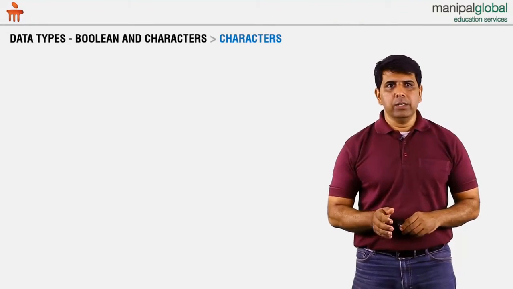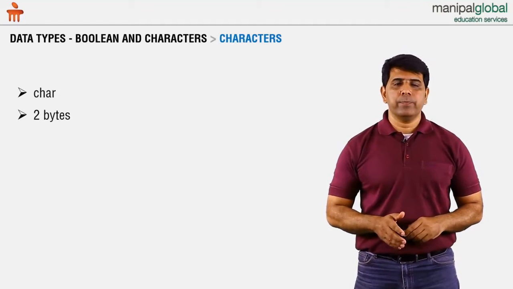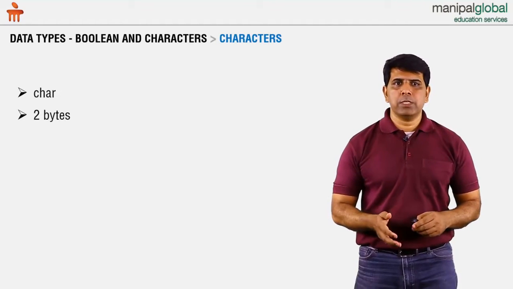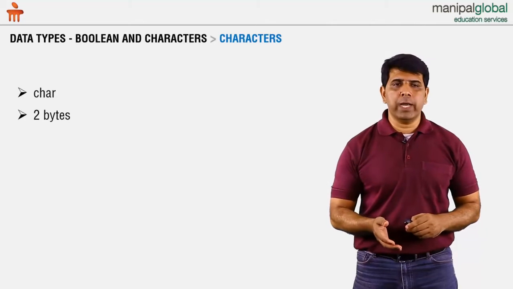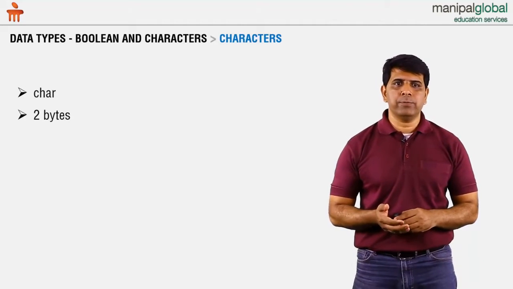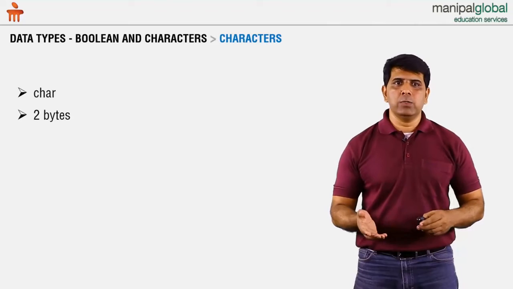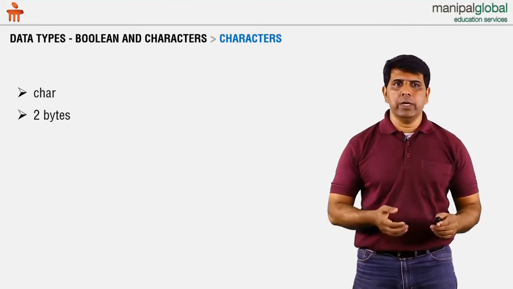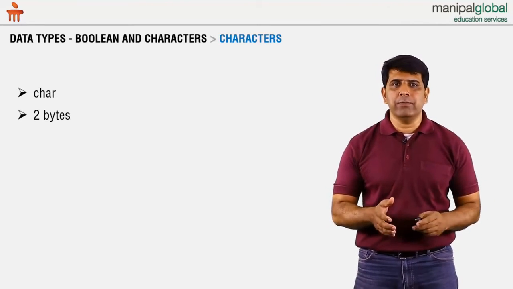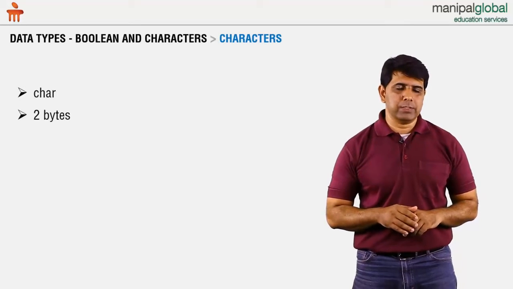Characters, on the other hand, take 2 bytes. If you are coming from C and C++, you might be wondering why 2 bytes, because there you see 1 byte of data is enough. There are hardly 26 alphabets, uppercase, lowercase. Put all of them together, you will have 255 variants of characters.